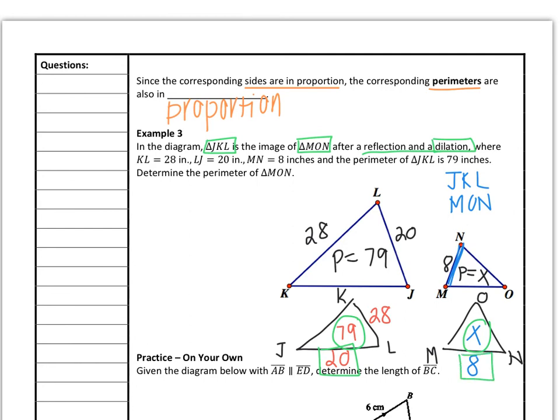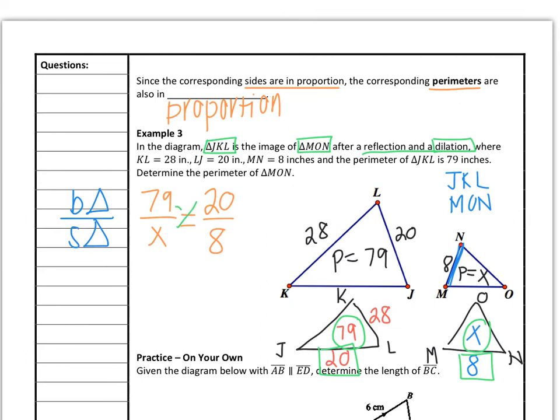So if I set my proportion up, I'm going to have 79 over X, because again, those were the numbers in the middle that matched, and then I have from the bottom pieces 20 over 8. And this time, if you're wondering what I did, big triangle over small triangle, and then big triangle over small triangle. So if you wanted to write that in, you could. If you did small over big, that also works too, but I just tend to work left to right, so that's the order that I picked there.